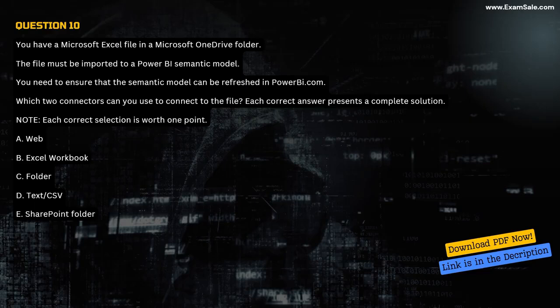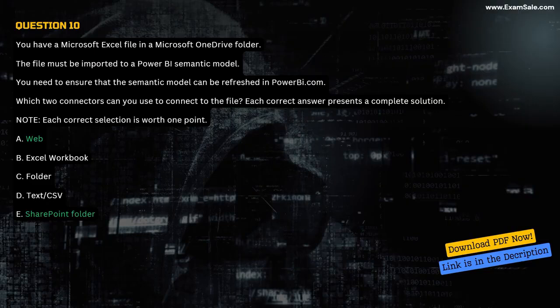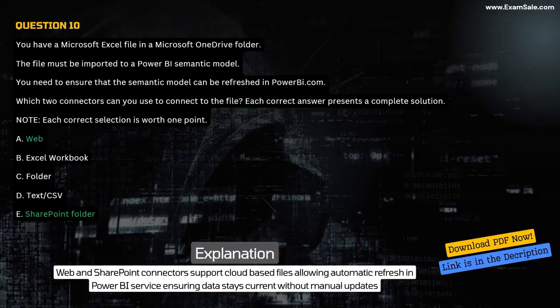A. Web. B. Excel Workbook. C. Folder. D. Text/CSV. E. SharePoint folder. Correct answer: A and E. Web, SharePoint folder. Explanation. Web and SharePoint connectors support cloud-based files, allowing automatic refresh in the Power BI service, ensuring data stays current without manual updates.